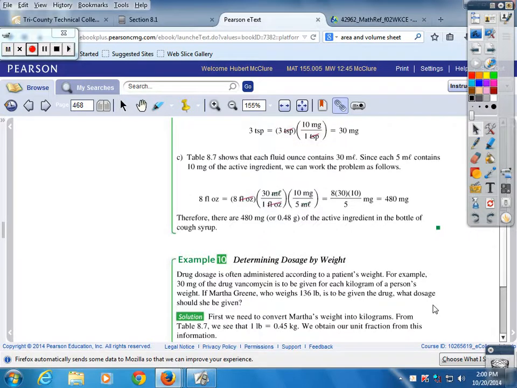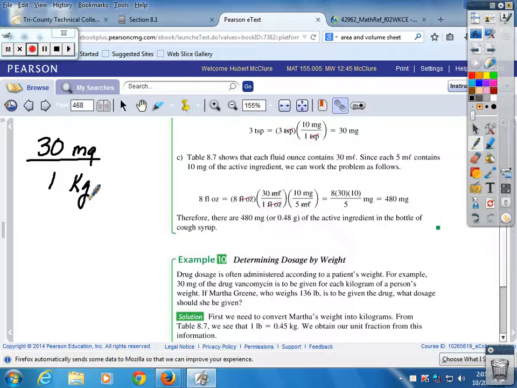The first thing you should put is 30 milligrams of the drug is to be given for each what? So that's 30 milligrams over one what? 1 kilogram. All right, now you're ready to start your conversions. Well, I ain't got no other numbers. Well, the only other number you got is what? 136 pounds, but you don't have any pounds here. So you got to do something.